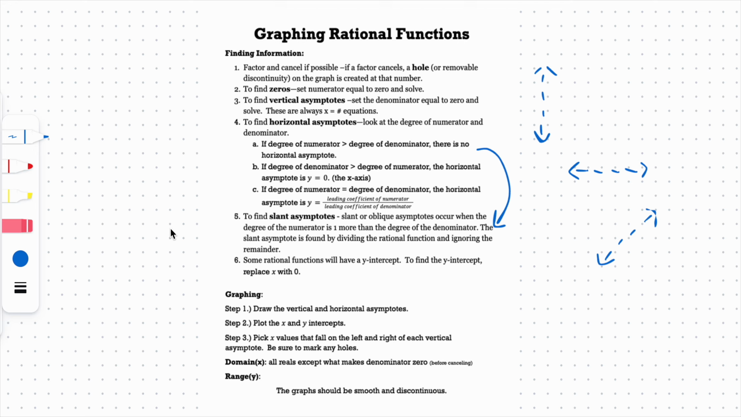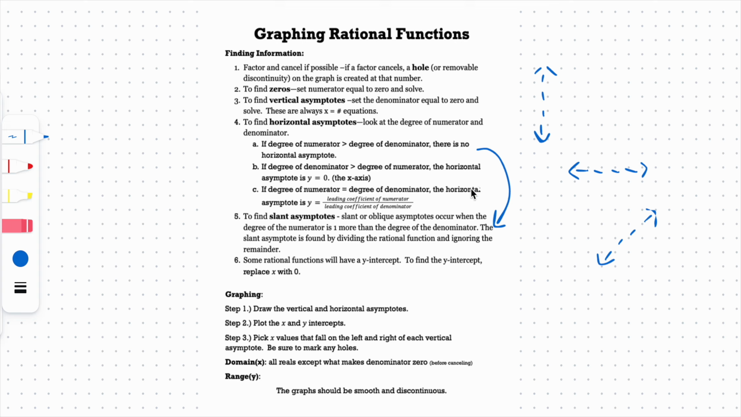Our third case is if they have the same degree in both the numerator and the denominator. In that case, we take the leading coefficient of the numerator and the denominator and divide the two. We're going to see all of these cases in the examples we do today, so you'll get more comfortable and see how we'd graph rational functions in each of these cases.